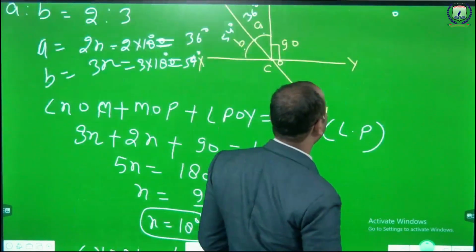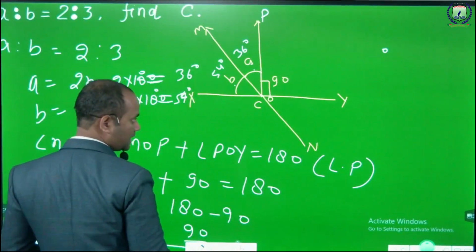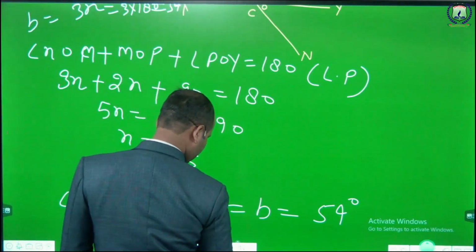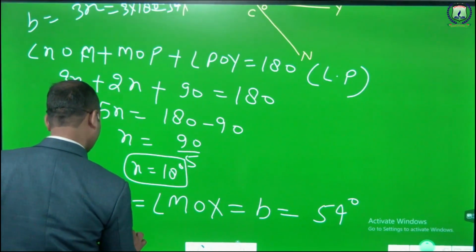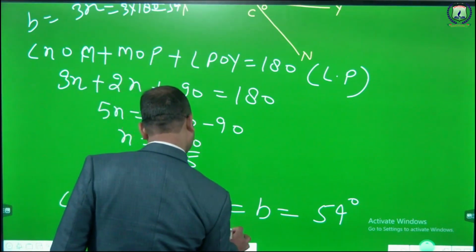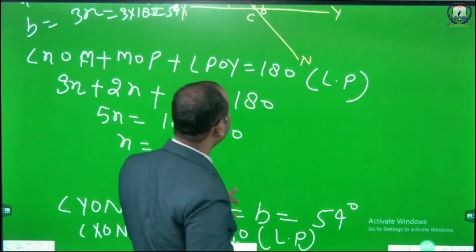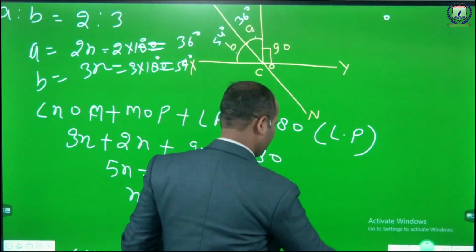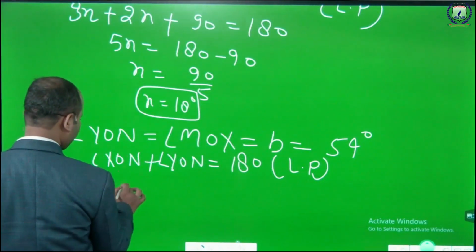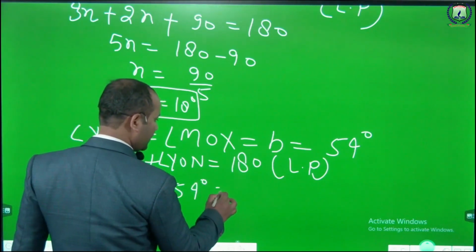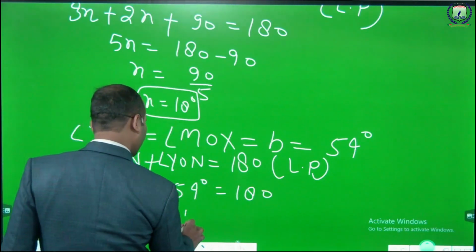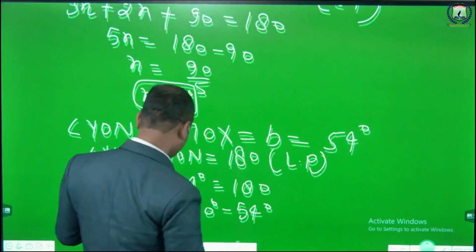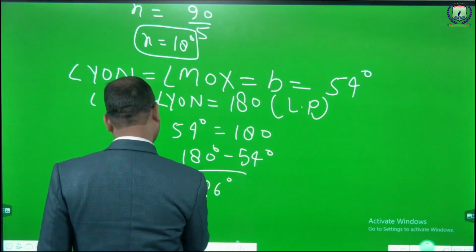Now, according to the linear pair rules, the summation of XON plus YON, so angle XON plus angle YON is equal to 180 degrees. Why? Linear pair angles. According to the rules of linear pair angles, XOM, XON and YON. And the value of XON is equal to C, plus YON is equal to 54 degrees, is equal to 180 degrees. So the angle C will be 180 minus 54, subtract 54 degrees from 180 degrees. Now the value of angle C will be 126 degrees. This is the final solution.